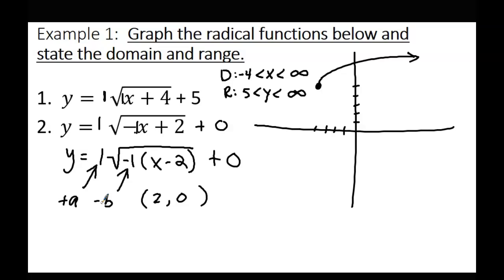Now, notice that my A is positive and my B is negative. It's going left. So it's going to look like this, where that's my starting point. So I'm going to start at 2, 0, and it's going like that.